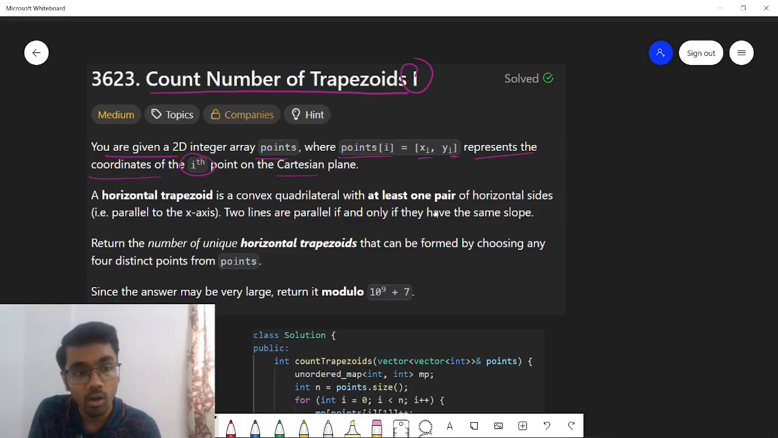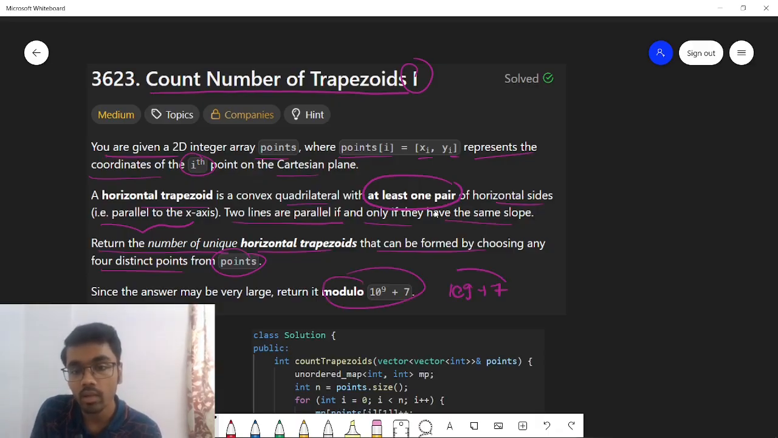Then they have said that a horizontal trapezoid is a convex quadrilateral with at least one pair of horizontal sides. Now what is this horizontal side? That is parallel to the x-axis. Then two lines are parallel if and only if they have the same slope. In the end we need to return the number of unique horizontal trapezoids that can be formed by choosing any 4 distinct points from the points array or points vector. And since the answer can be very large, we need to mod the answer with 1e9 plus 7.